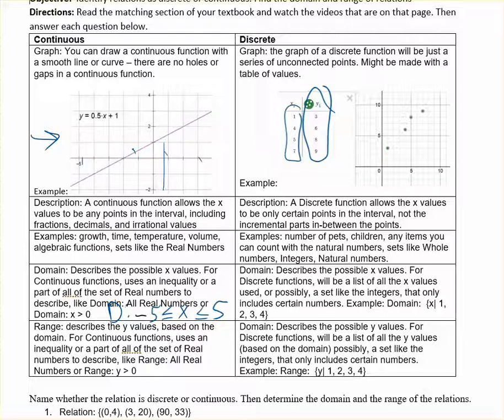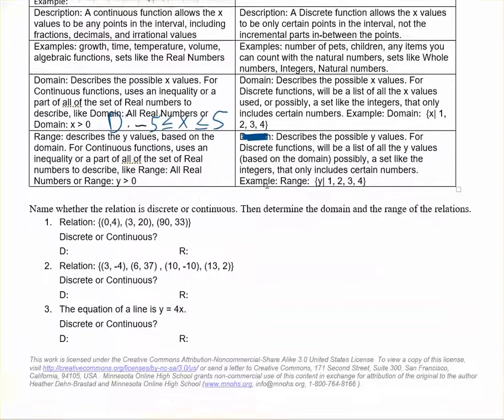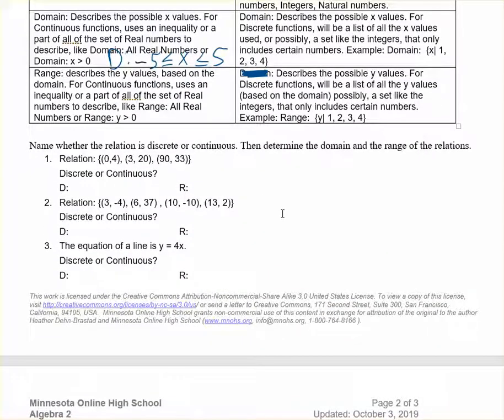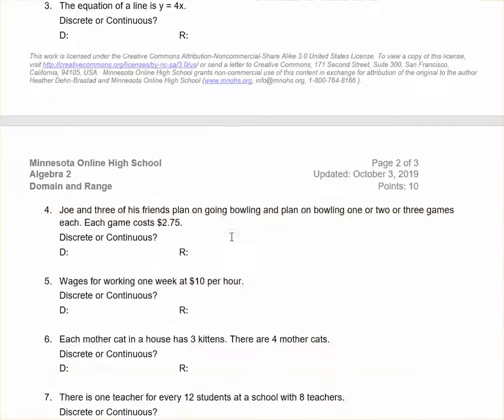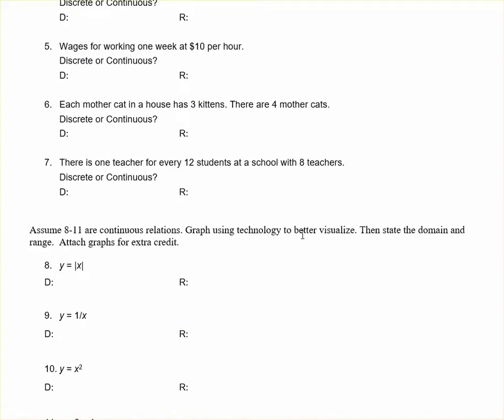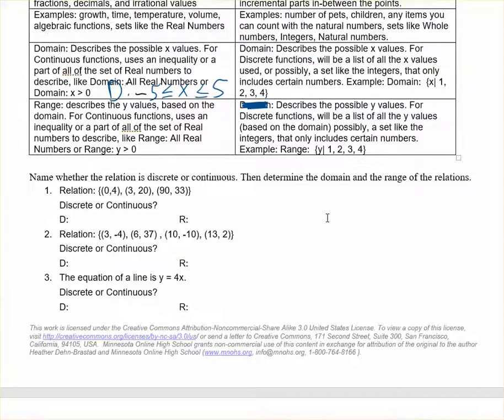There's a typo right here. This should say range. I'll fix it. When you see your worksheet, hopefully it won't say that. All right, so the first few problems, you're going to name whether a relation is discrete or continuous, and then you're going to determine the domain and the range of the relation. Now it says relation rather than function because we have not yet discussed how to tell if it's a function. Many of these on here are functions, but we'll get to that in a later assignment.